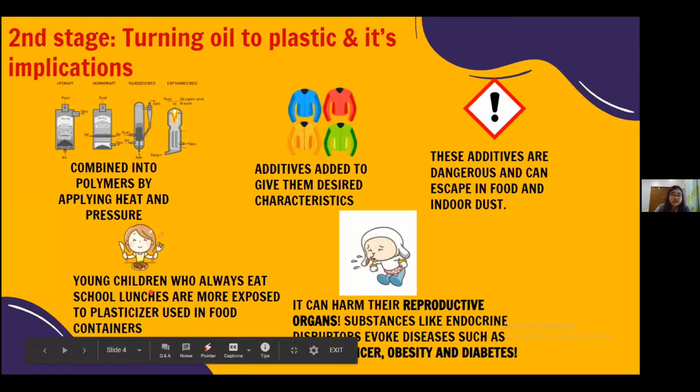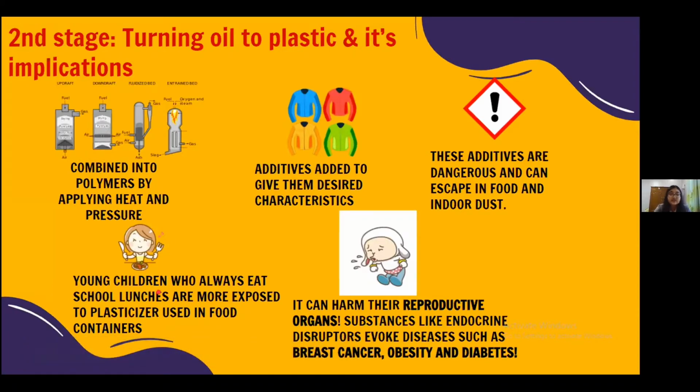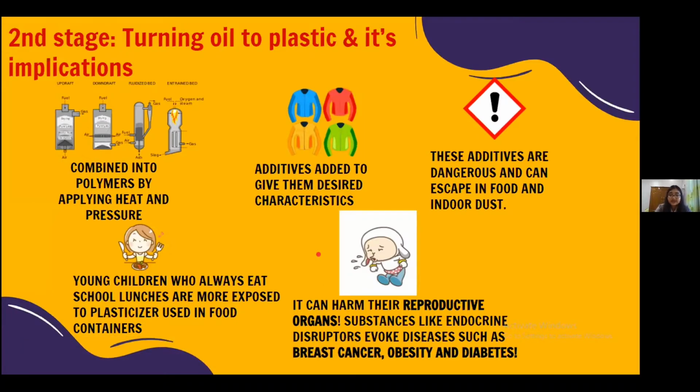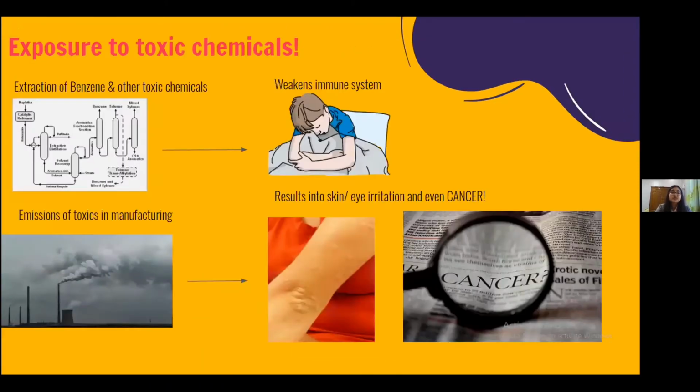Moreover, young children who always eat school lunches are more exposed to these plasticizers used in food and containers. It can harm their reproductive organs, and substances like endocrine disruptors evoke diseases such as breast cancer, obesity, diabetes, and even cancer.